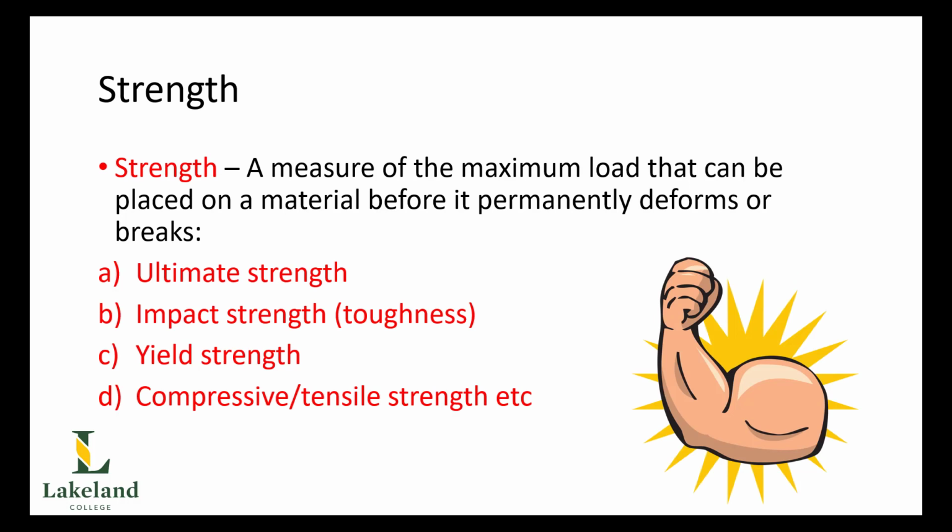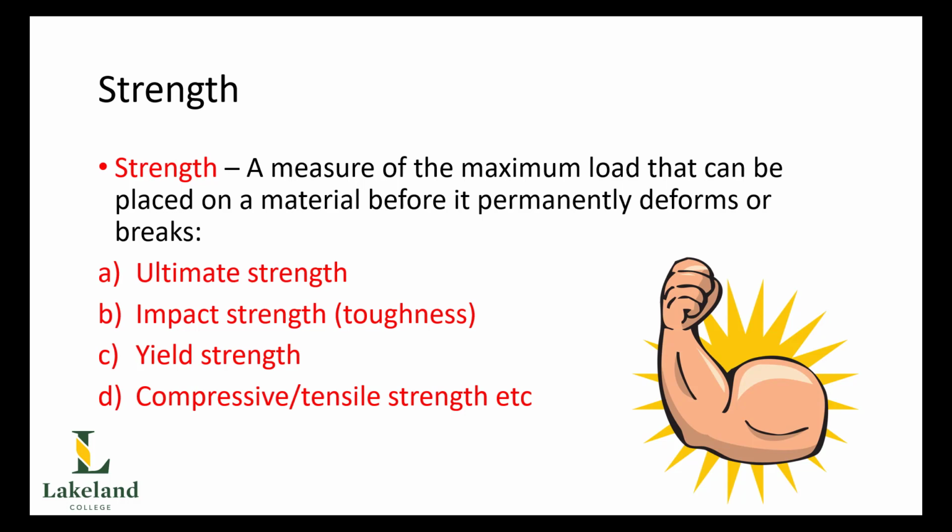The next one is strength, and strength is very much a generic term, as strength is defined as a measure of the maximum load that can be placed on a material before it permanently deforms or breaks. But the problem with strength is there's different types of strength. There's ultimate strength. That's the most you'll be able to put onto a material before unstable plastic deformation takes hold, and we get a thing called necking prior to it breaking. We get impact strength. That's the same as toughness, its ability to withstand a strike or an impact.